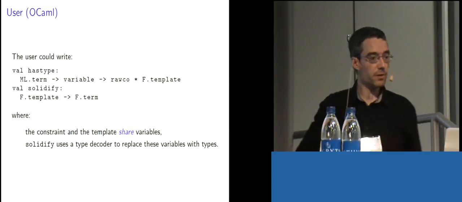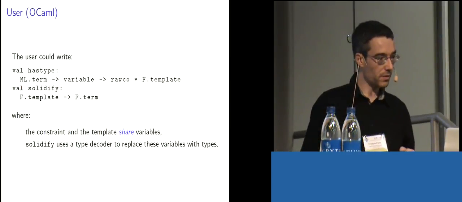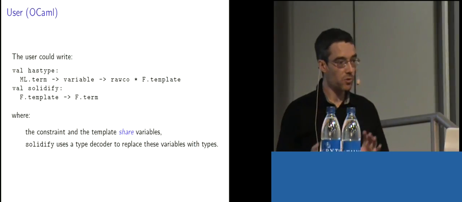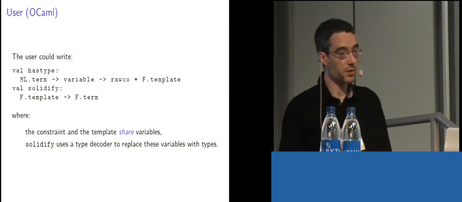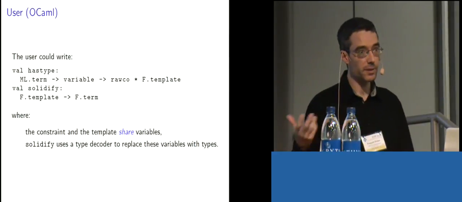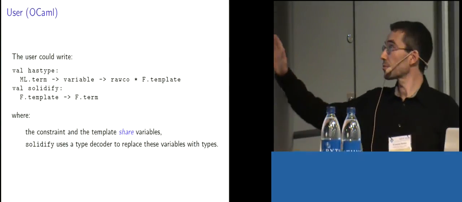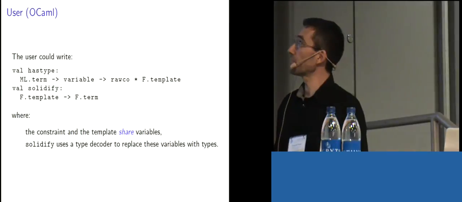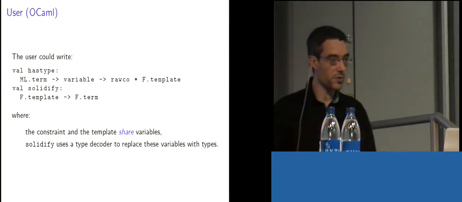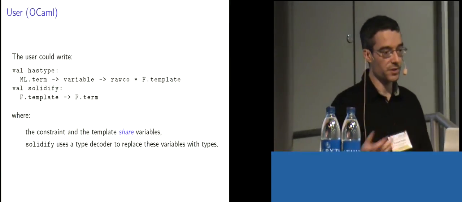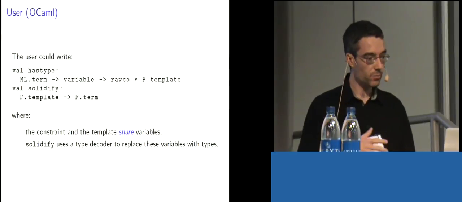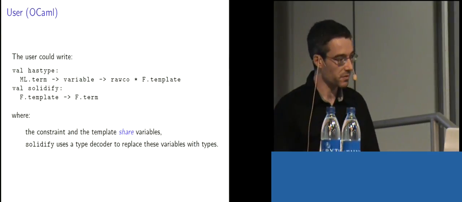So now the user of the library has to write two functions. HasType is almost like before, except it produces not just a constraint, but also a template for the elaborated term. And I have this trivial function solidify, which just traverses the template and reads the evidence which has been filled in and produces an immutable System F term.